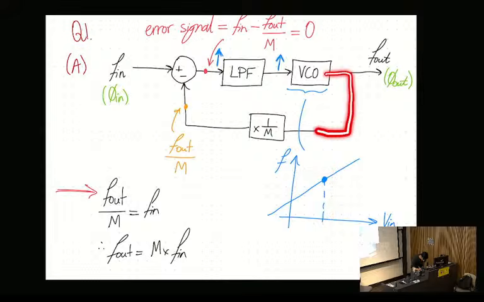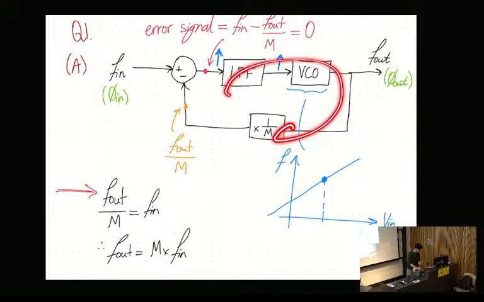Then that traverses through here and is compared again. It's effectively just comparing and asking, has this slight increase in frequency moved the error signal towards 0? If not, we need to do further correction, and it tries to correct it again in the loop. Let's say it's overcorrected and now the error signal is negative. That means a smaller signal goes here, pushing the VCO slightly in this direction. So we're just pushing the VCO into different operating points until we have achieved an output frequency that is the input frequency multiplied by some integer number.